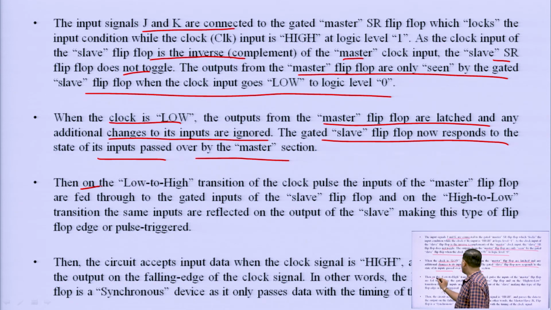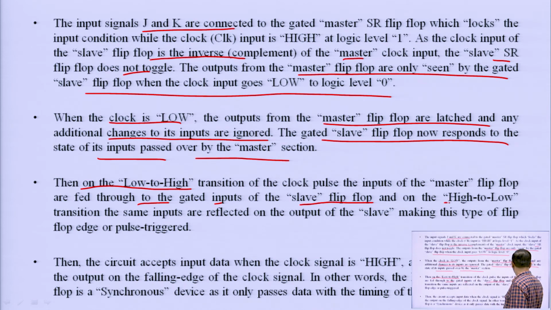Then on the low to high transition of the clock pulse, the inputs of the master flip flop are fed through the gated inputs of the slave flip flop, and on the high to low transition, the same inputs are reflected on the output of the slave, making this type of flip flop edge or pulse triggered. Okay, this is very important. We know that there are two types of clock triggering, level triggering and edge triggering. So, here it is discussed.